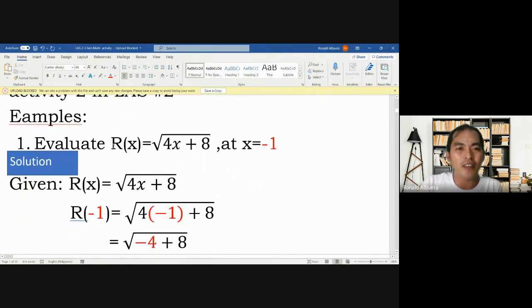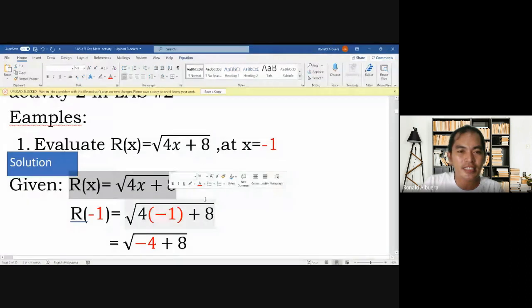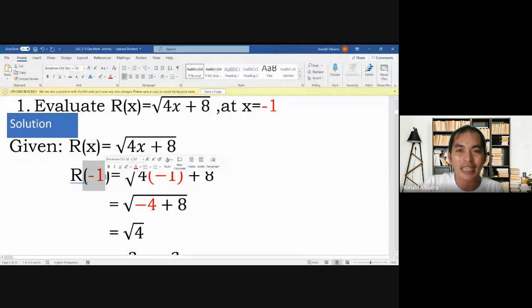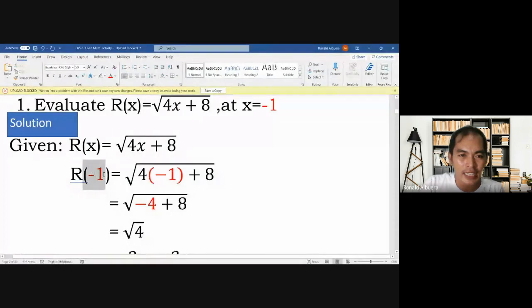itong function na may pangalan na capital R, R of x equals the square root of 4x plus 8 at x equals negative 1. This is the given. Now, when you evaluate class, you always write first the given. After writing the given, replace x by the value which is negative 1.